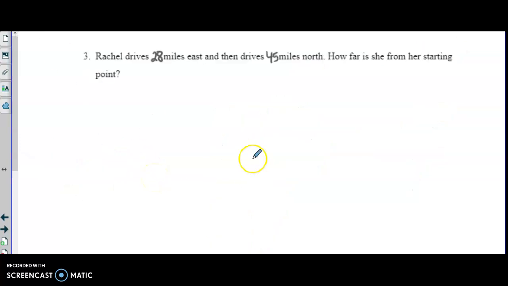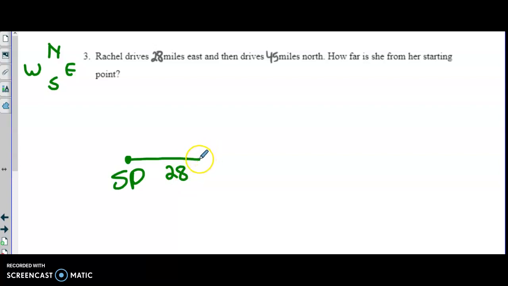All right, Rachel drives 28 miles east, then drives 45 miles north. How far is she from her starting point? All right, so let's start here with a starting point. And let's see, we have north, south, west, and east. So she goes from her starting point and she goes 28 miles east and then drives 45 miles north. We want to figure out how far she is from her starting point. This is where she ended, ending point, and that's her starting point, and we want to know that distance.